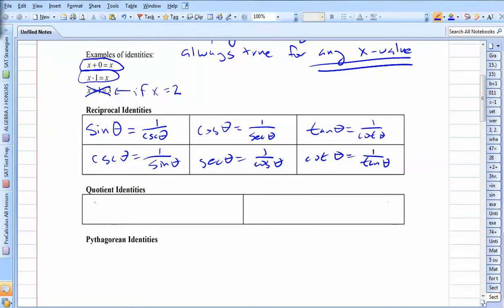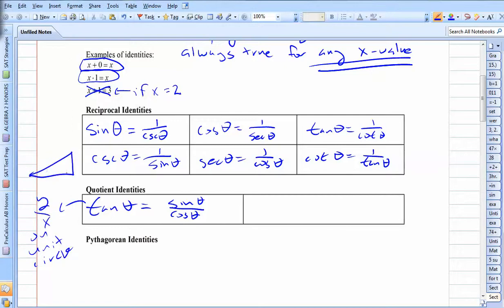The quotient identities are the following. Tangent theta is sine theta over cosine theta, which makes sense when we think about the unit circle, because remember tangent was y over x on the unit circle, and if you were to draw a triangle, remember we'd have that'd be y, that'd be x, and that'd be 1. Our sine was y, our cosine was x, so sine over cosine gets us tangent. Cotangent theta will be just a reciprocal, cosine theta over sine theta.